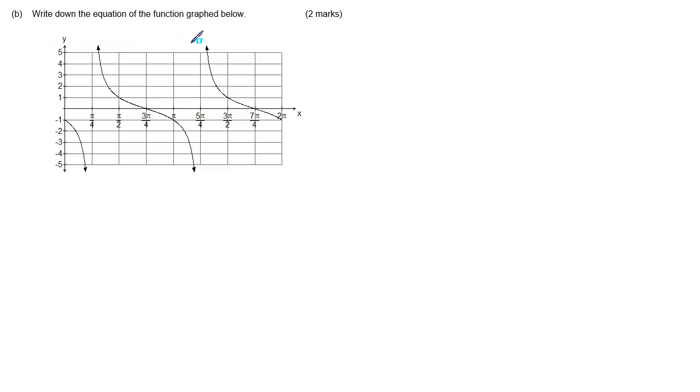Write down the equation of the function graphed below. Well, it goes this way. I know that the tangent always goes that way, so this looks like a cot. So I'm going to start by writing down cot. Now the period of a cot is pi, and I can see the distance between the two asymptotes here is pi, so it's going to have an x here and not a 2x or a 3x or anything like that.